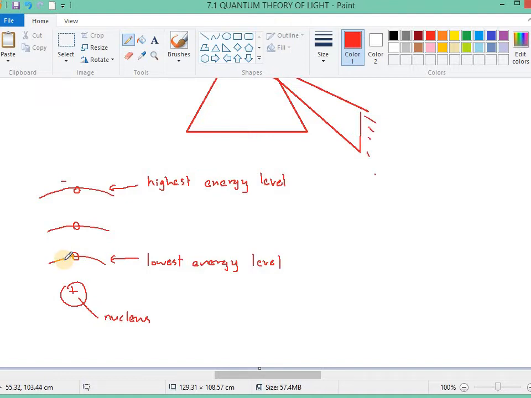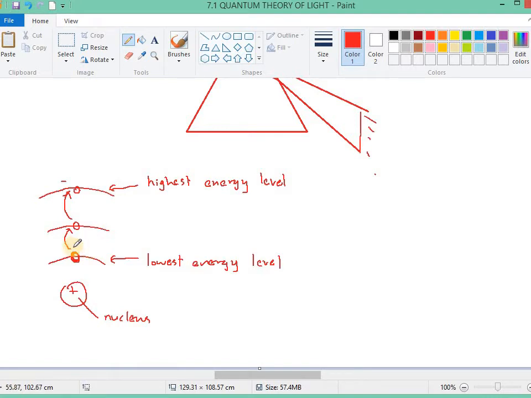So if an electron near the nucleus gains energy, when it has enough energy, it will be able to be excited. When it is excited, it will jump from an electron shell of lower energy level to an electron shell of higher energy level. And when it gains more energy, it will be able to jump even more. Different electron shells have different energy levels.